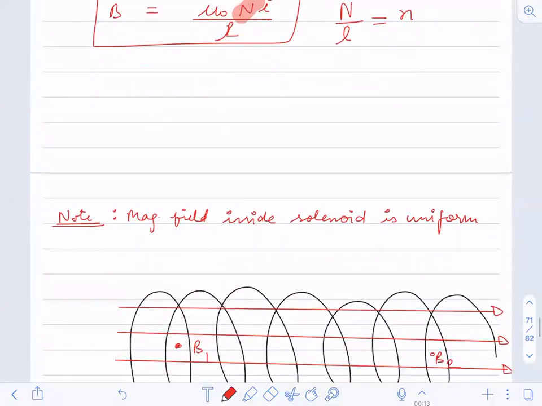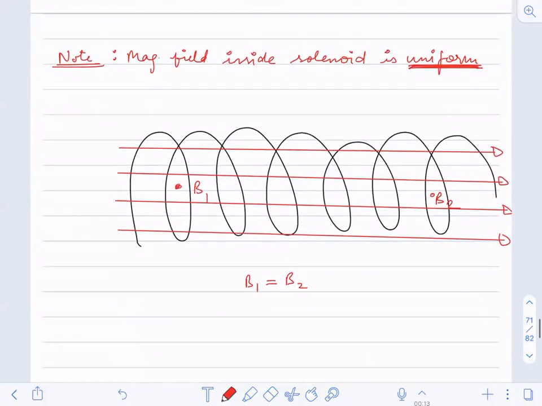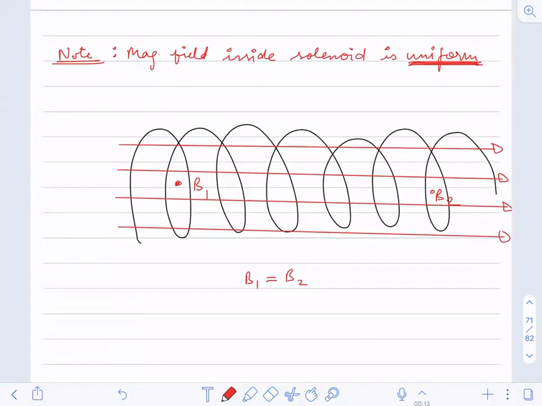Uniform magnetic field means same in magnitude everywhere and same in direction everywhere. Is that okay? Now we are going to see the toroid.